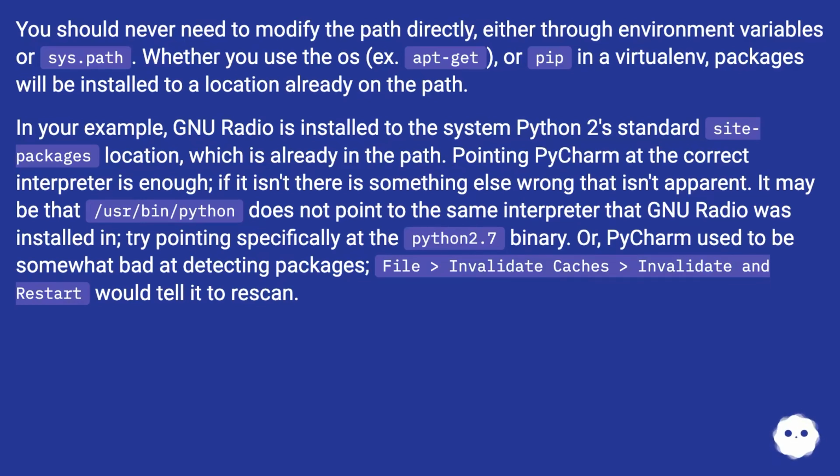If it isn't, there is something else wrong that isn't apparent. It may be that /usr/bin/python does not point to the same interpreter that gnuradio was installed in. Try pointing specifically at the Python 2.7 binary. PyCharm used to be somewhat bad at detecting packages. File > Invalidate Caches > Invalidate and Restart would tell it to rescan.